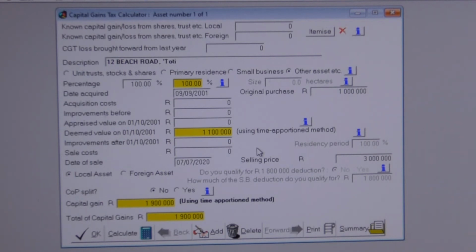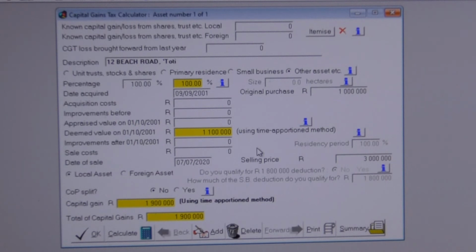You have to work out the total period of ownership of the asset and then proportion the profit over the whole period of ownership by the period before the 1st of October 2001 and the period after that. You count the number of years before the valuation date and after the valuation date. But remember that part of a year, even one day, counts as a full year. From 9th of September 2001 to 1st of October 2001 is counted as 1 year. From 1st of October 2001 to the 7th of July 2020 is counted as 19 years.